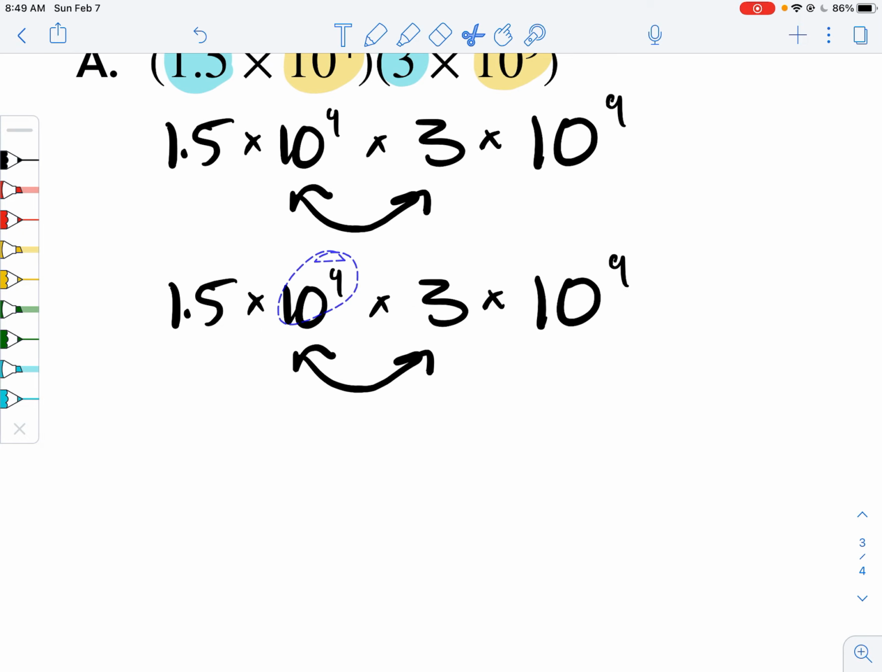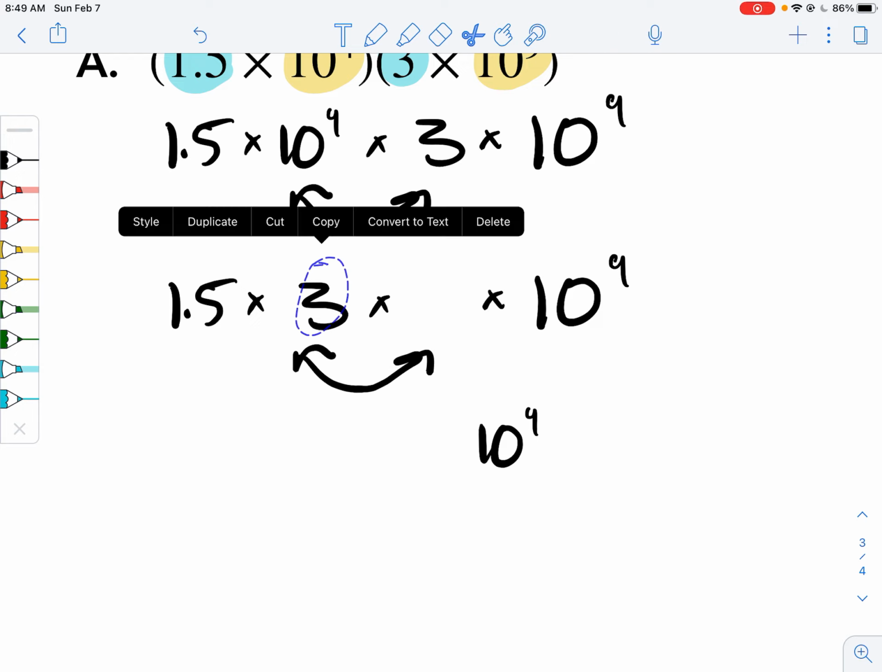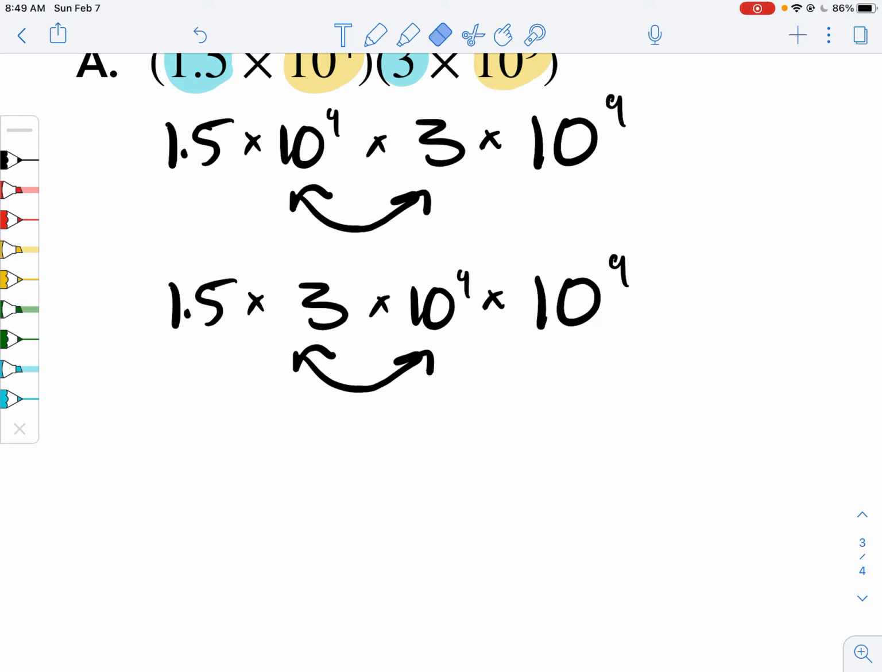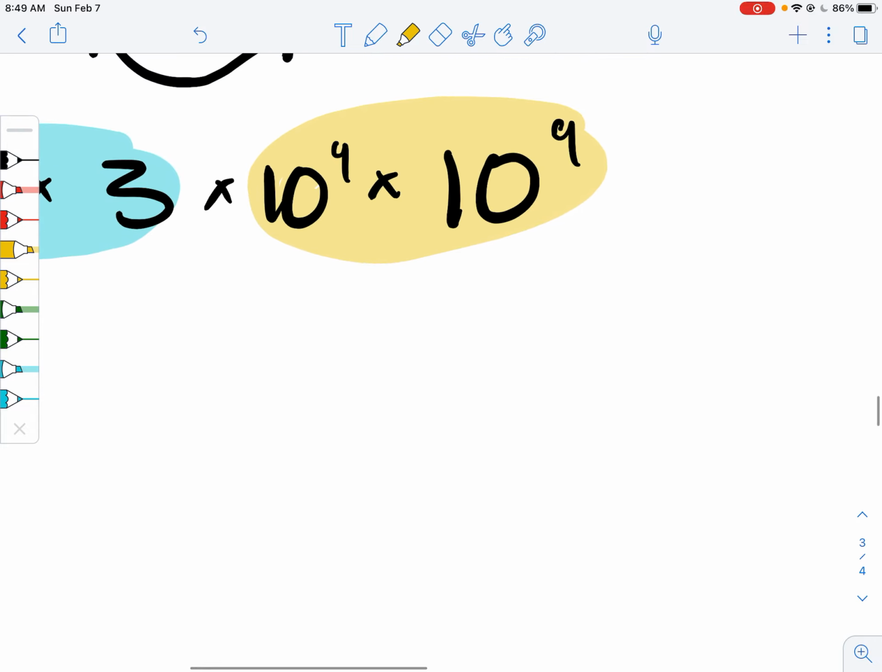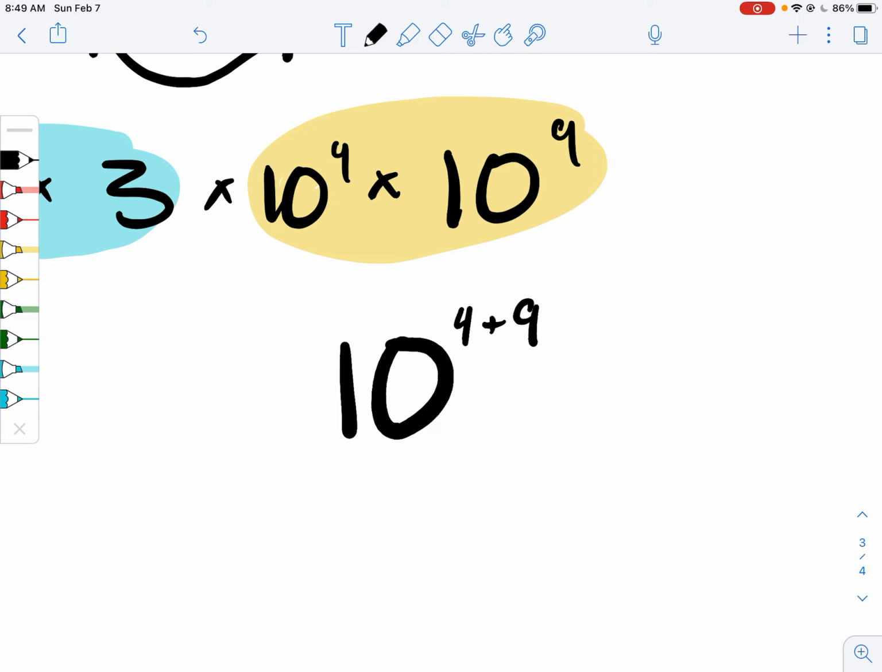I'm going to take 10 to the 4th. I'm going to move him. Take 3 there, 10 to the 4th there. Why did I do that? I did that so that I can multiply 1.5 times 3, and then I can multiply 10 to the 4th times 10 to the 9th. In fact, I want to do those first. Because when I look at 10 to the 4th times 10 to the 9th, I see that as multiplying my powers together. I both have bases of 10, so I can just add their exponents together. 10 to the 4 plus 9th power. So there you go. That's the yellow side first.